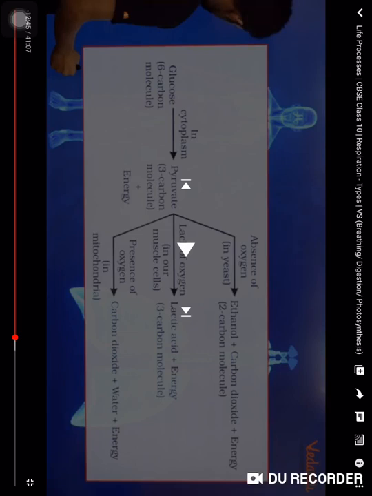इथेनॉल बनेगा. इथेनॉल में कितने कार्बन होते हैं? 2 कार्बन. यहाँ इधर it will be 2 carbon. It will give you carbon dioxide plus energy. But do you know how much energy is given over here? Only 2 ATP molecules are released in anaerobic respiration in fermentation.